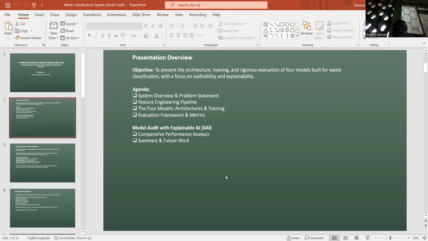So when we look at the agenda, first of all, you have the system overview and the problem statement. Then we have the feature engineering pipeline, the four models, that is architectures and training. Then we also have the evaluation frameworks and metrics. Then the model audit and explainable AI, that is XAI, then the comparative performance analysis, and then the summary and future work.